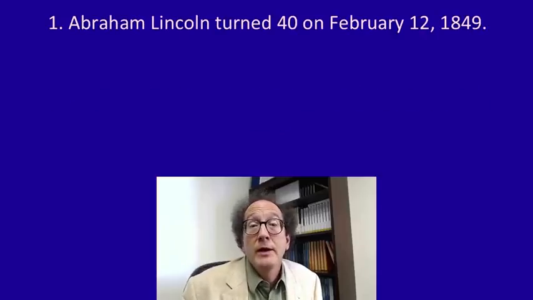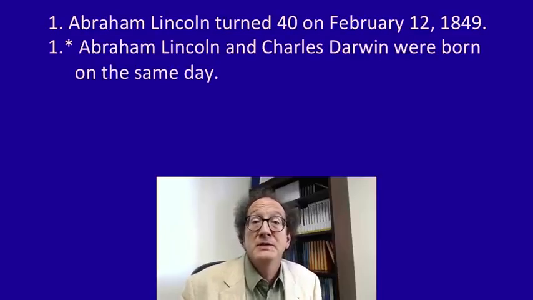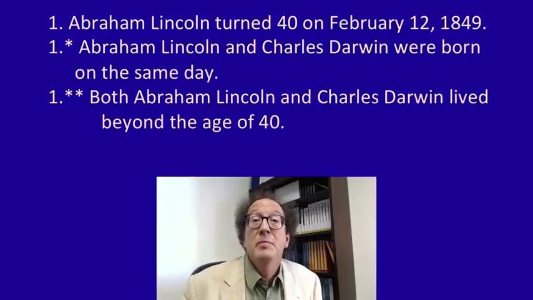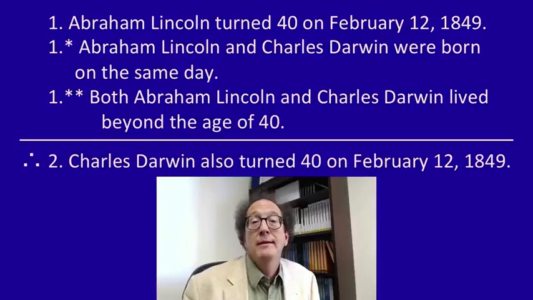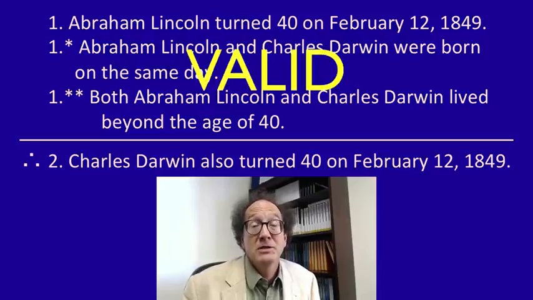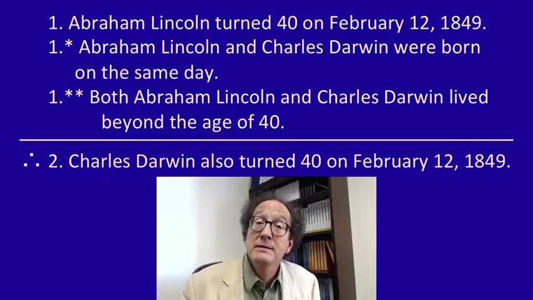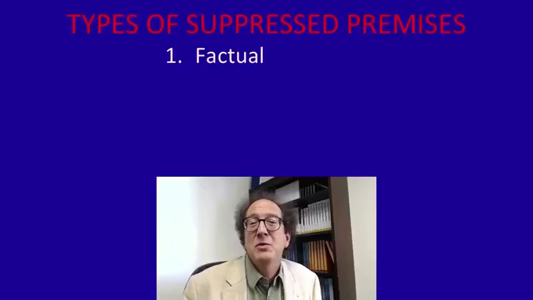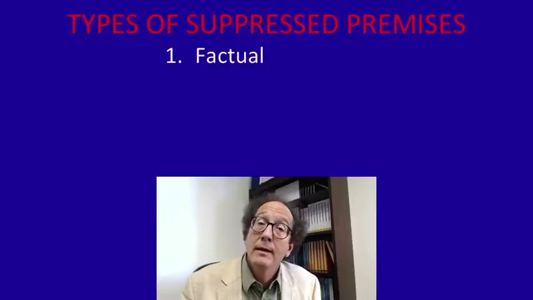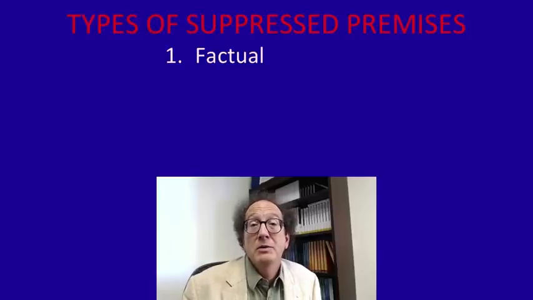Abraham Lincoln turned 40 on February 12, 1849. Abraham Lincoln and Charles Darwin were born on the same day. Both of them lived beyond the age of 40. Therefore, Charles Darwin also turned 40 on February 12, 1849. Now the argument looks pretty good. We had to add 2 suppressed premises, but we finally have a valid argument. And what this shows is that sometimes the suppressed premises are purely factual matters. In this case, that they were born on the same day and that they both lived beyond 40. So sometimes we have factual suppressed premises.